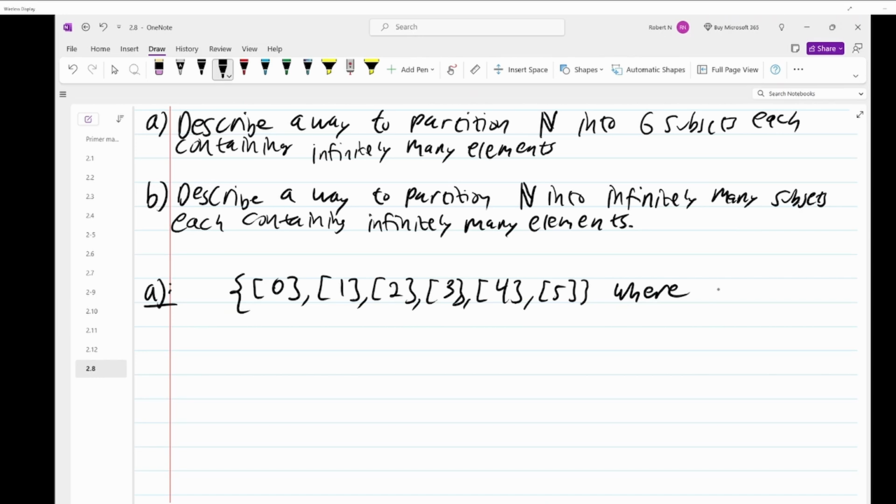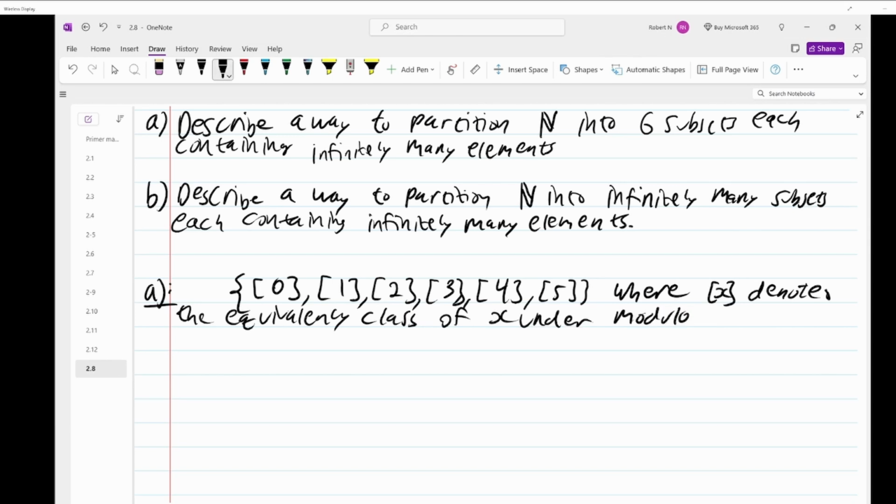Where this denotes the equivalence class of x under modulo 6. What that means is this is 0, 6, 12, 18, 24, etc. This is 1, 7, 13, 19, 25, and so on. This is multiples of 6. This is multiples of 6 plus 1, plus 2, 3, 4, and 5.